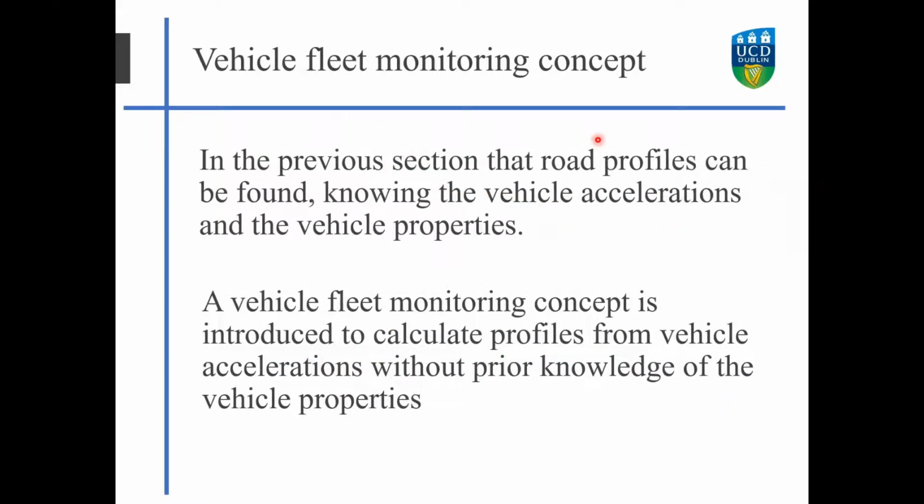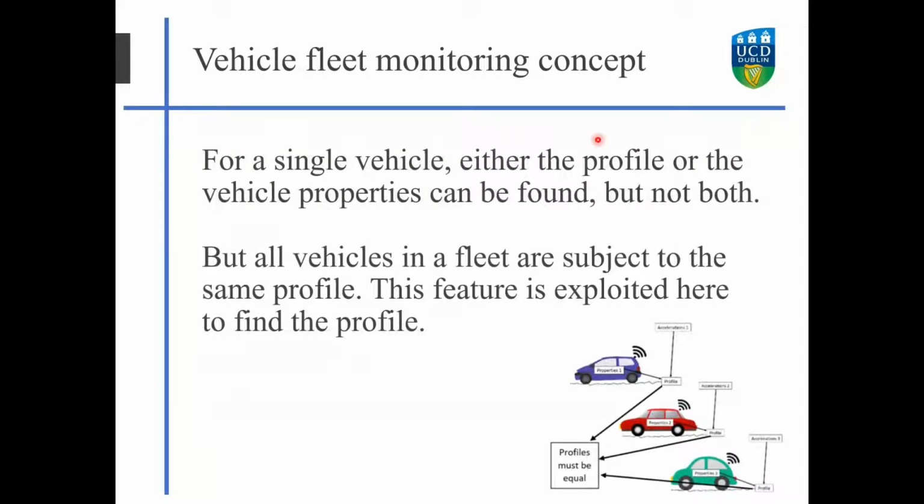In the previous section, road profiles can be found if we know the vehicle accelerations and vehicle properties. So the vehicle fleet monitoring concept is introduced to calculate profiles from vehicle accelerations if we don't know the vehicle properties. For a single vehicle, either the profile or vehicle properties can be found, but not both. But all vehicles in a fleet are subject to the same profile. We can use this feature to find the profile.